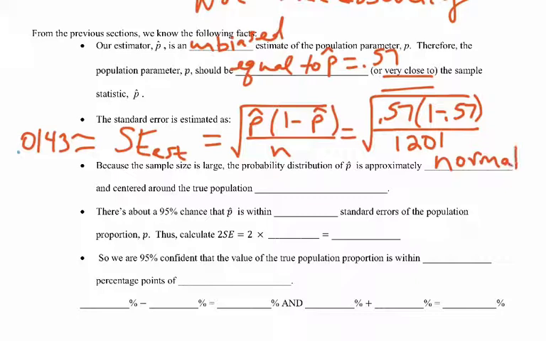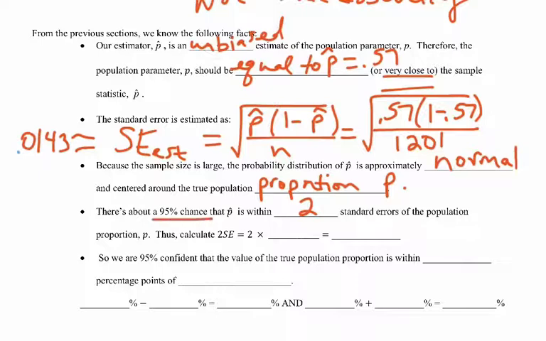If you remember, the central limit theorem said as long as your sample size is large, and a couple of other conditions are met, our sampling distribution is going to be distributed approximately normal and centered around the true population proportion, or the estimated proportion of p. There's a 95% chance that p hat is within 2 standard errors of the population.